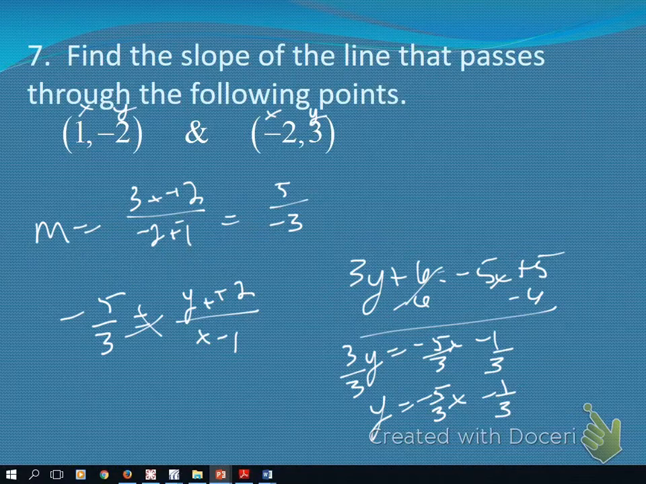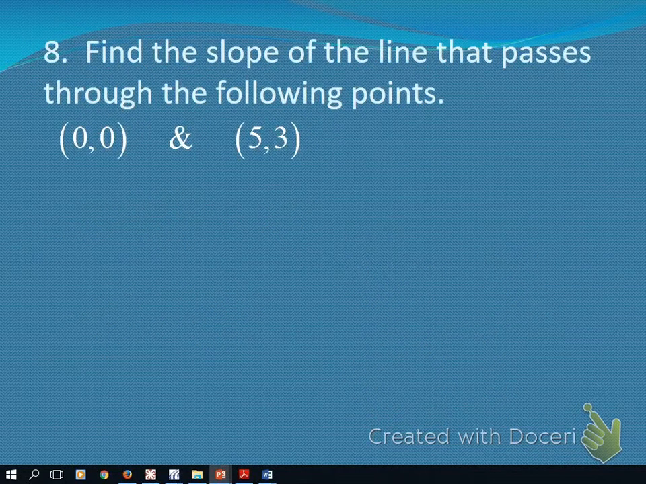Okay. So find the slope. Once you have the slope, choose one of the points, plug it into the slope formula, cross multiply, solve for y, boom, you've got your equation. Okay. Try it here for number 8.